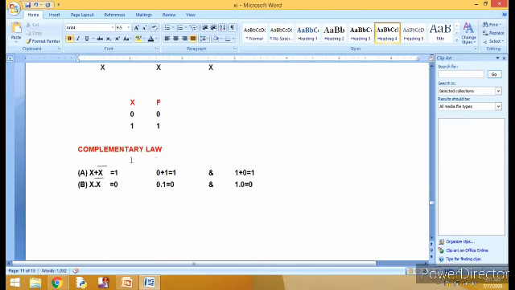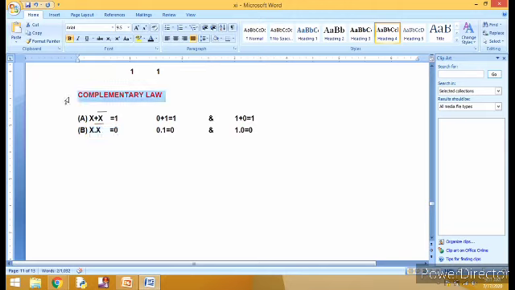Then we will be using the complementary law, that is x plus, ये चीज़ तो हम बहुत ही ज़्यादा यूज़ करेंगे, x plus x dash is equal to 1 and x into x dash is equal to 0. We will be using this a number of times in our next topic. Okay, next topic.